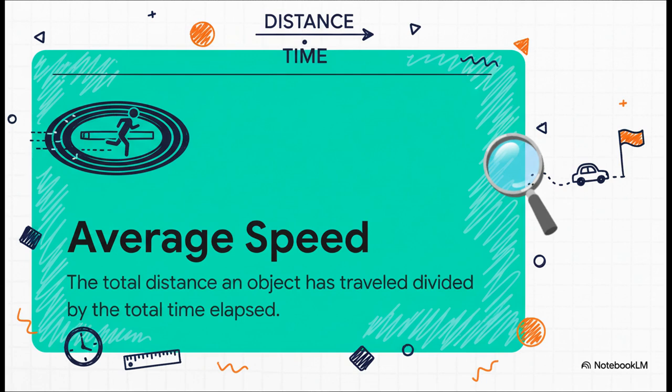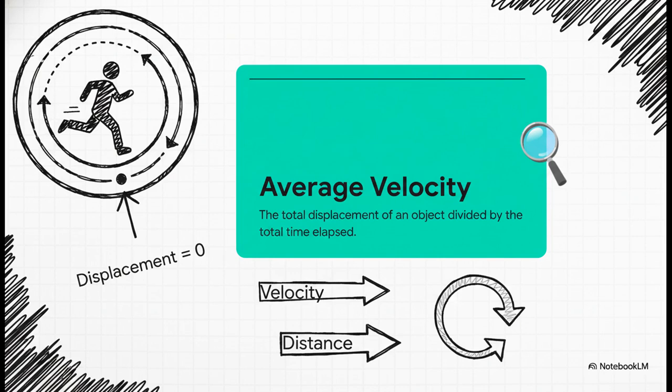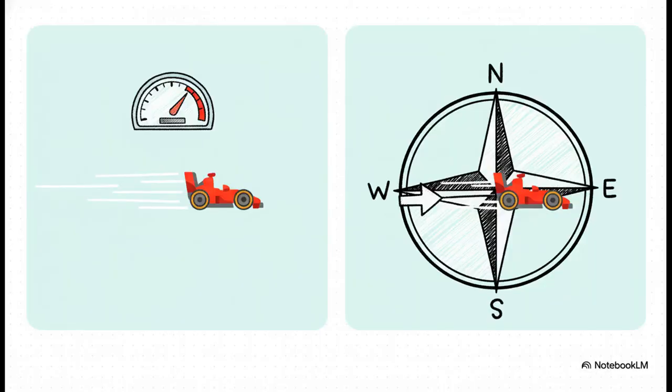It gives you one number that tells you, on average, how fast you were going. Average velocity, on the other hand, uses displacement. So think back to our track runner. After that one full lap, their displacement was 0, remember? So if we divide 0 by the time it took, their average velocity for the whole lap is also 0. Sounds totally weird, I know, but it's true, because from a physics point of view, they didn't actually end up anywhere new.